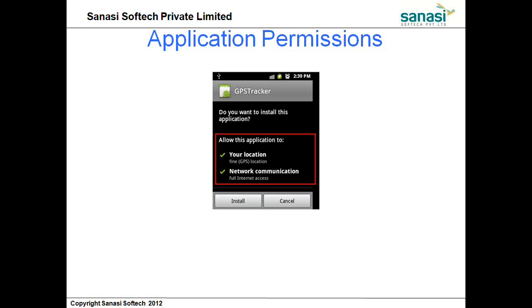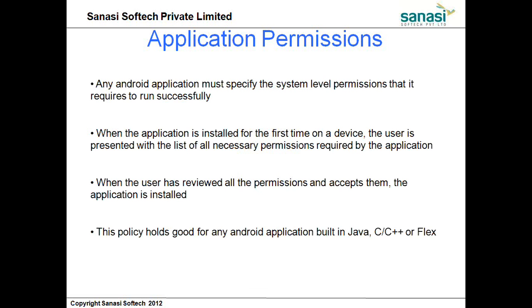Okay, so I think the concept of application permissions is clear. So the point is, when do you see this screen? When do you see this list of permissions? It is seen when you install the application onto the device. So that's the point there. So now continuing with the points here.